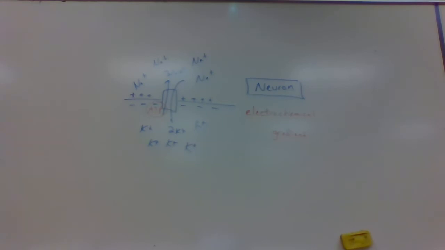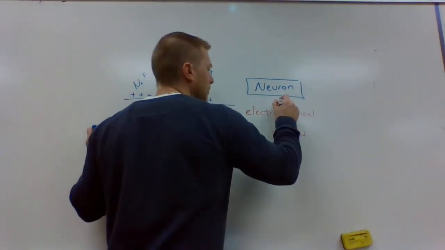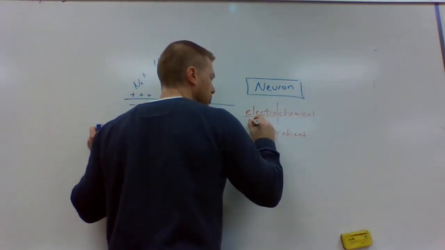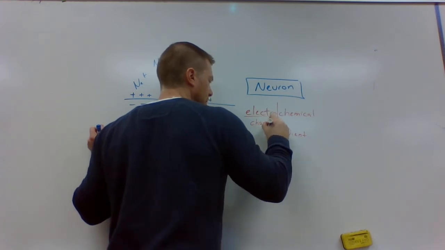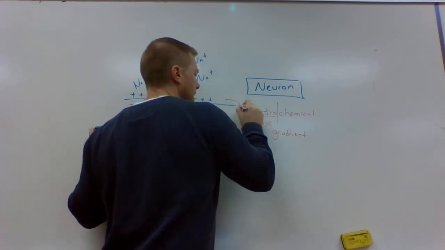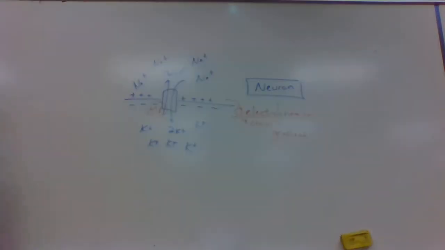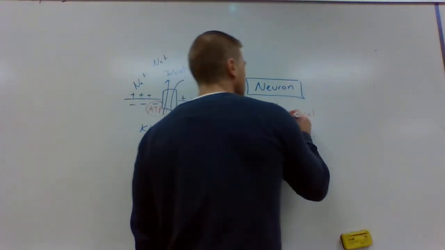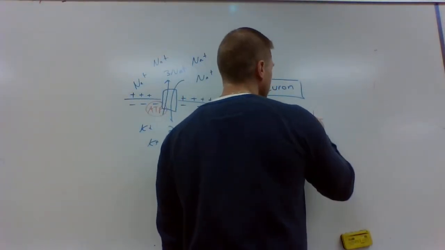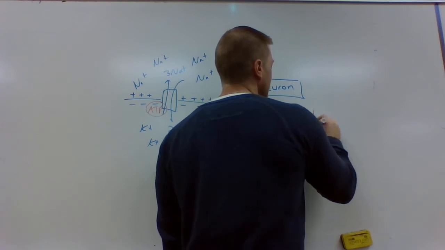Let's take that word and break it down for a second. Electro, we're talking about a difference in charge. And here's our difference in charge. You have the positive charge on the outside, you have the negative charge on the inside. And then chemical is referring to chemicals. This is your sodium, and this is your potassium.